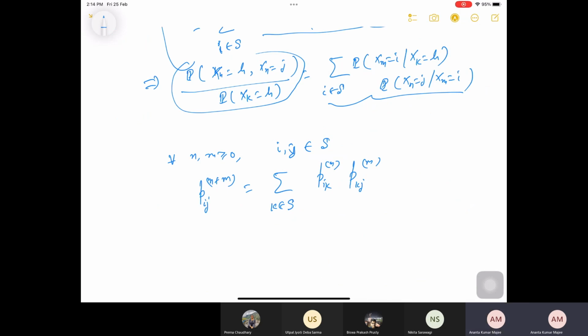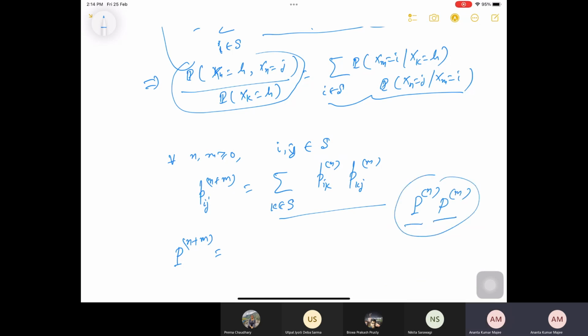Now in matrix notation, what can I write down? What is your P^(n plus m)? This is the matrix which has the elements P_ij of n plus m. Is it not? And this one is nothing but the element as above. So if you look at P^n and then P^m, this is a matrix. This is a matrix.